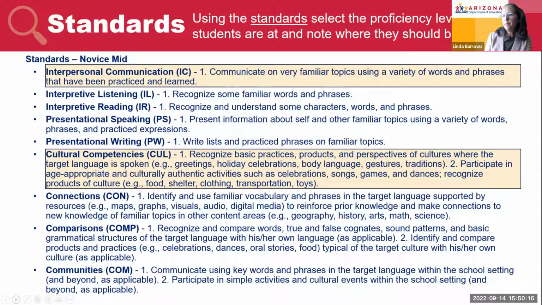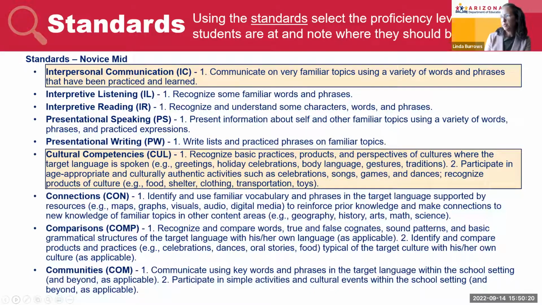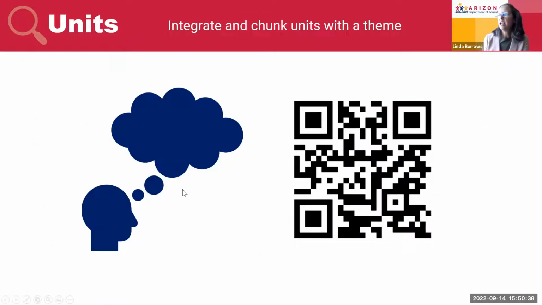And then for the cultural competencies, we're going to look at recognizing basic practices, products, and perspectives of cultures where the target language is spoken, things like greetings, holiday celebrations, body language, and participating in age-appropriate, culturally authentic activities such as celebrations, songs, games, etc. With that as our standard for today, we're going to look at what kinds of themes we could focus on from a backwards design.